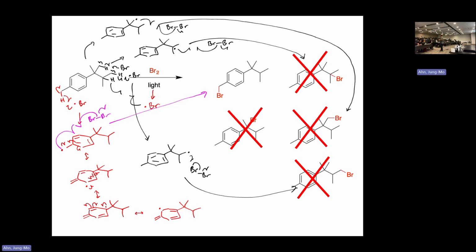I normally get a question here. No question? Oh, yes. So how do we know which resonance structure is the most stable to form? Exactly. That's the question I was looking for.